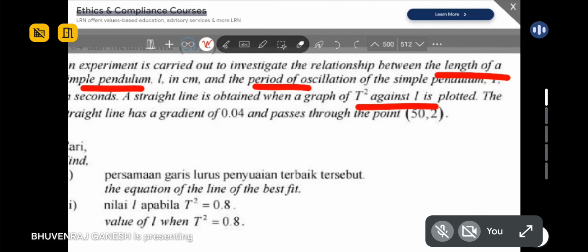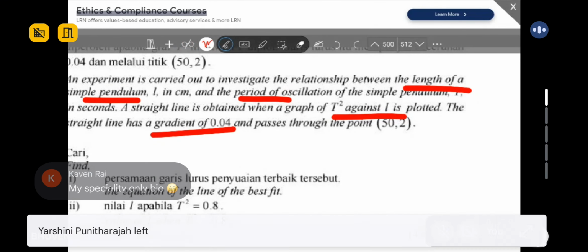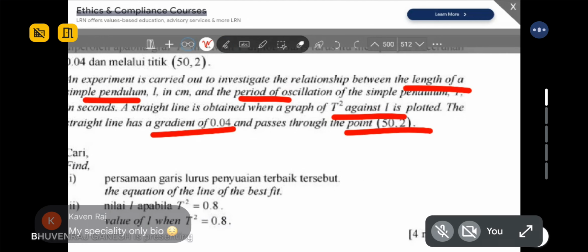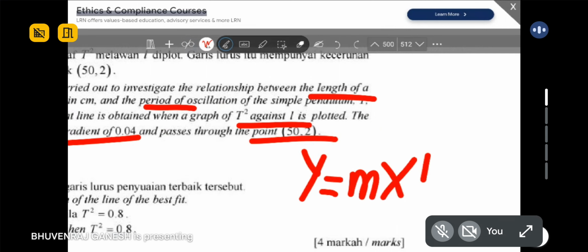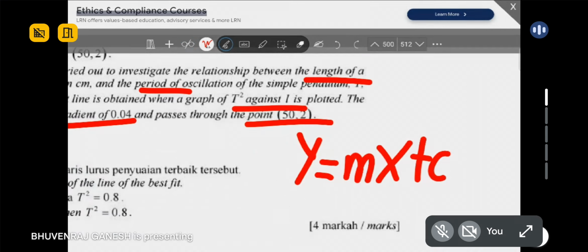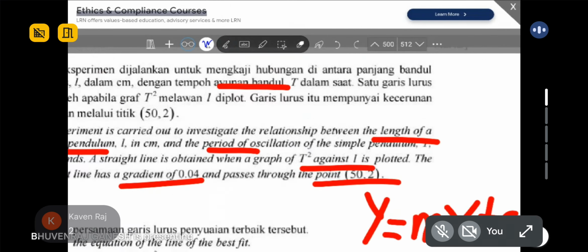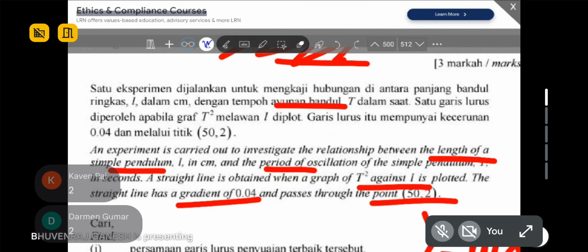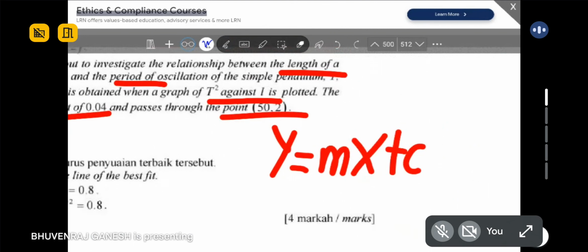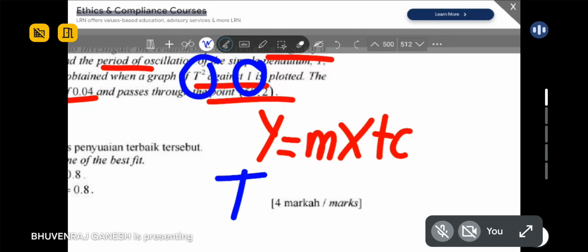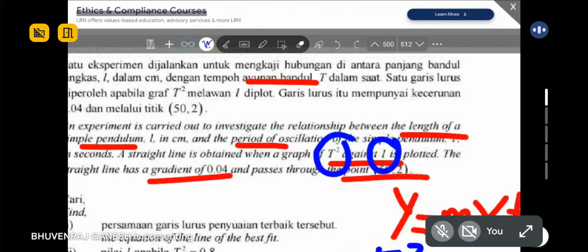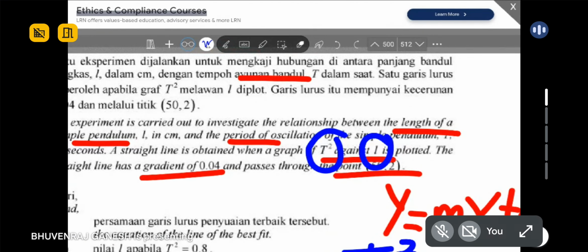Okay, so when you do the equation of best fit, guys, you see they give you the gradient, kecerunan. And then they give you a point. So what you can do is y equals mx plus c. So y, guys, what is your y over here? Based on the question. Apa nilai y kat sini? You must be careful because now it is T square against L. Still maintain y, but you must write T square first so that you don't get confused. Because now your y is T square. When they say T square melawan L, it means T square is the y-axis, L is the x-axis.